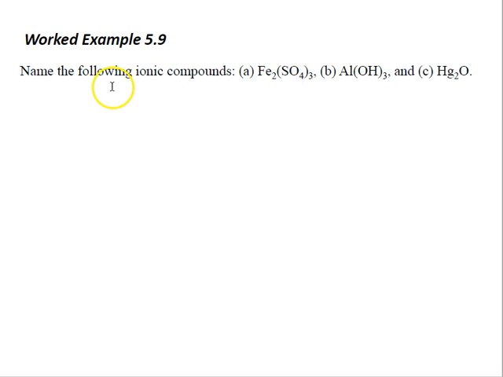Alright, so we'll just jump right into these. A, Fe2(SO4)3; part B, Al(OH)3, there's 3 of those; and C, Hg2O.